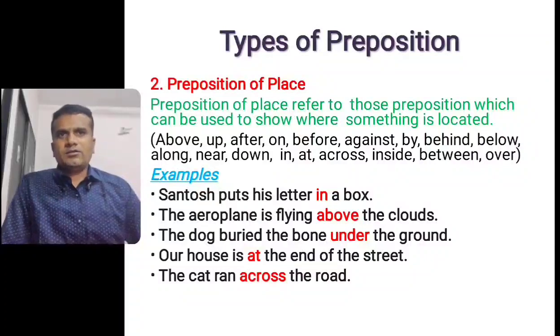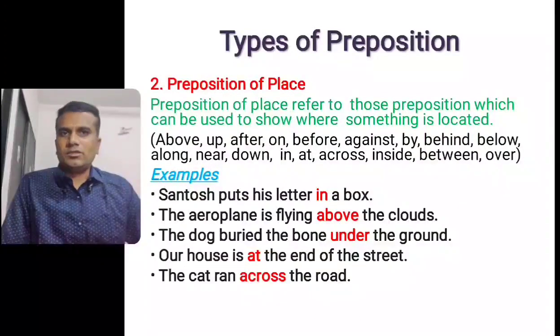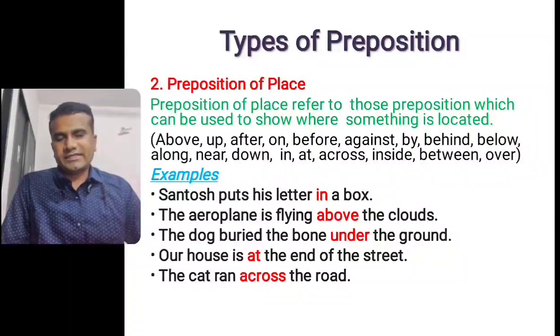Next example: Our house is at the end of the street. See, in this example, you can understand how the preposition of place, that is at, is used to locate a particular place. With the help of preposition of place, we understand the location. Next example: The cat ran across the road. Here across is the preposition of place.